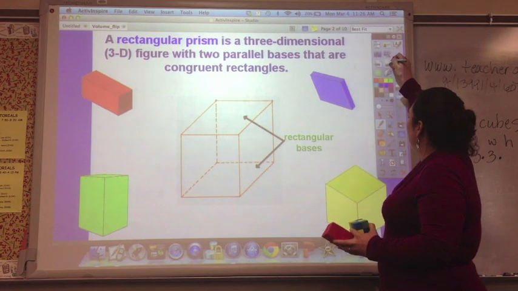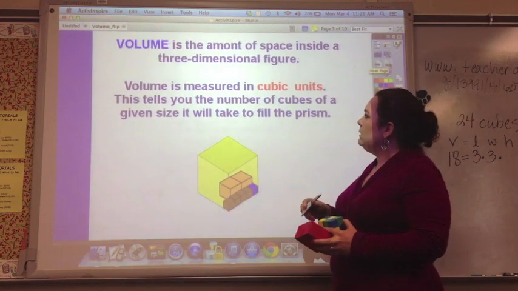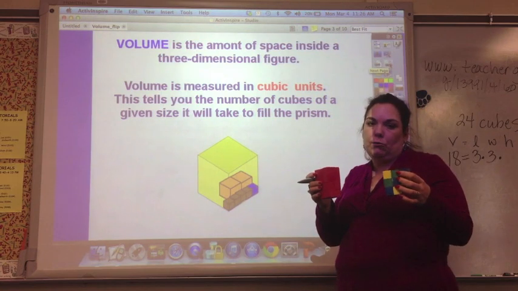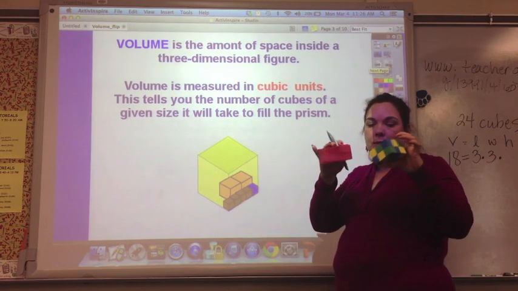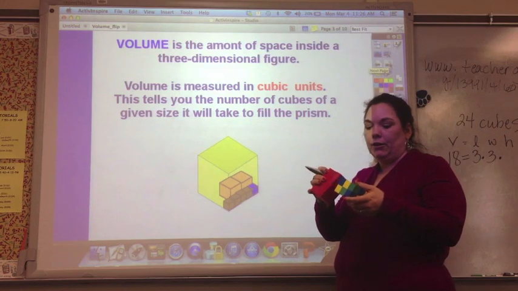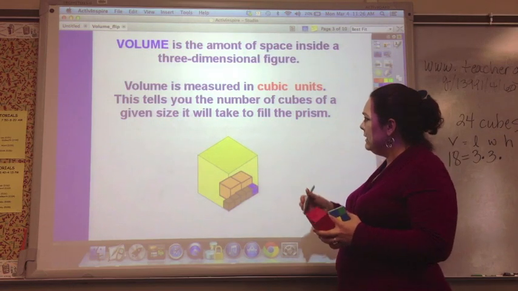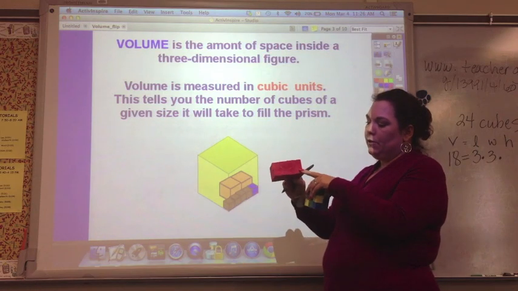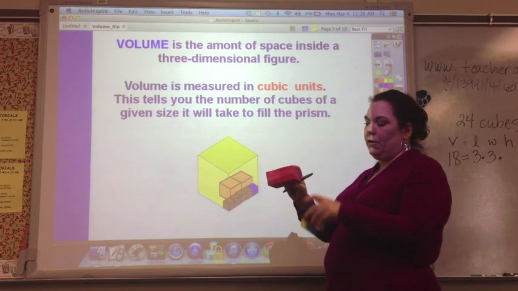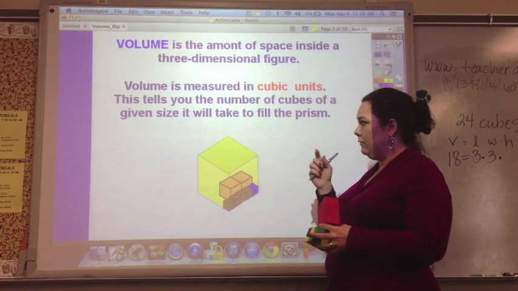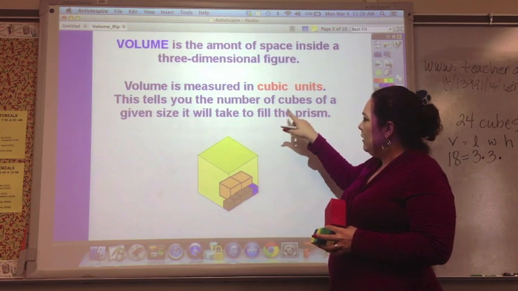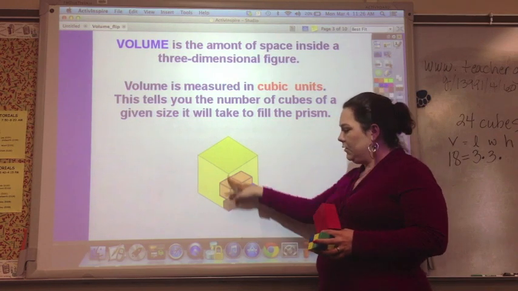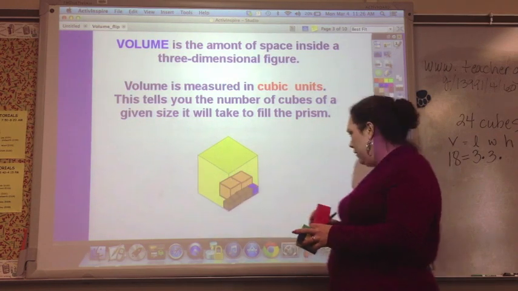So let's talk about what volume is. It's the amount of space inside a three-dimensional figure. It is the number of cubes that would go between these rectangular bases. And it's measured in cubic units because this is a unit, and this is a unit. So that's cubic, 3. And this tells you the number of cubes of a given size it will take to fill the prism. So you see all the cubes filling up the square.